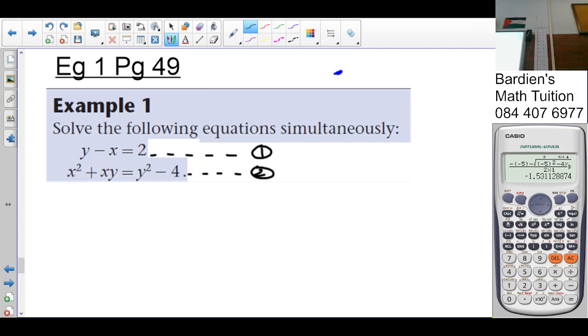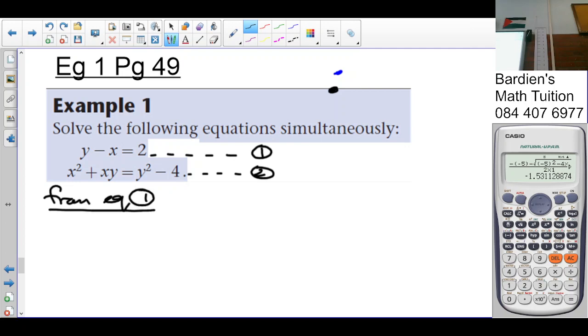Alright. The second point is from the linear equation, make either x or y the subject of the formula. Make either x or y the subject of the formula. So which equation is linear? Equation 1 or equation 2? Equation 1. So you say here, from equation 1.